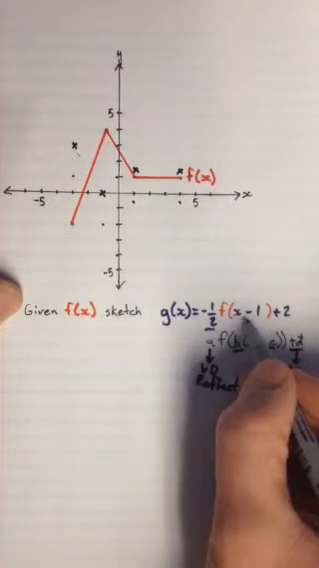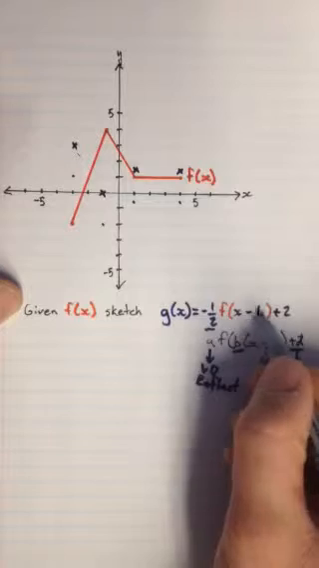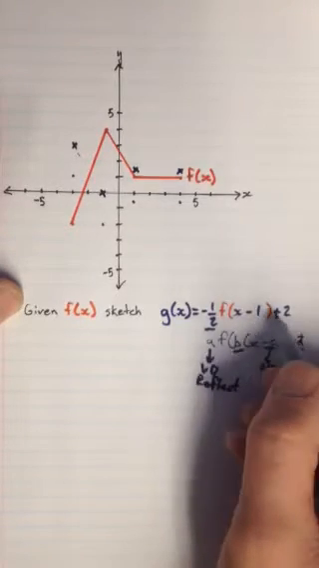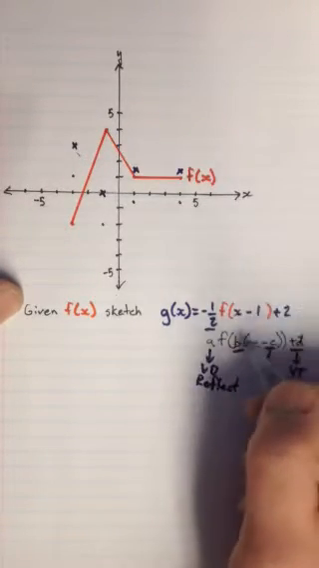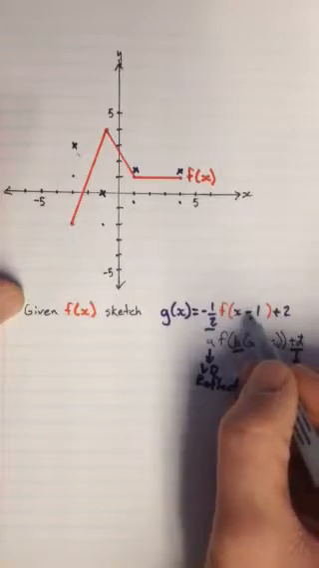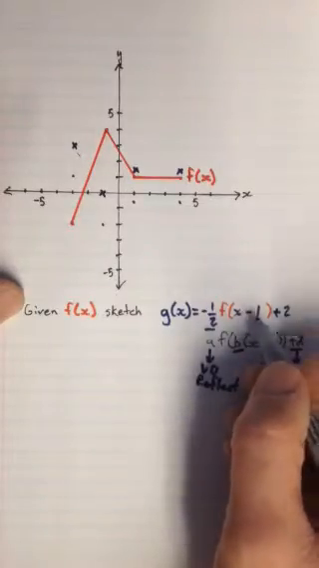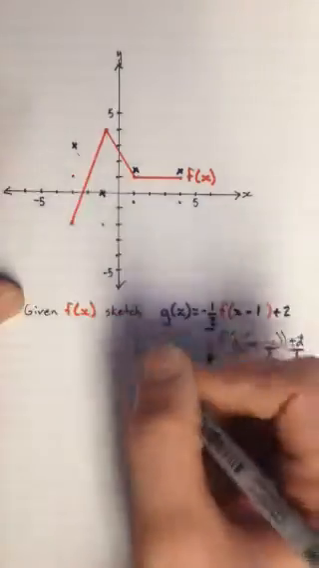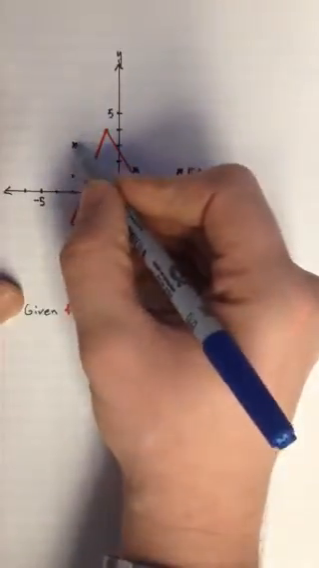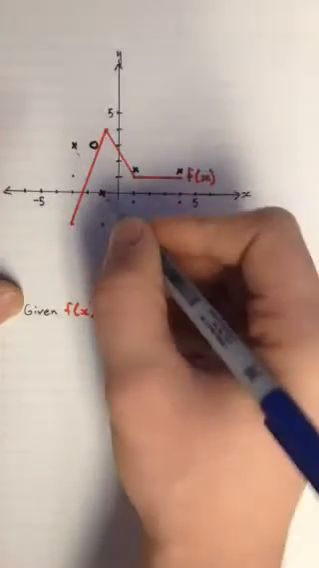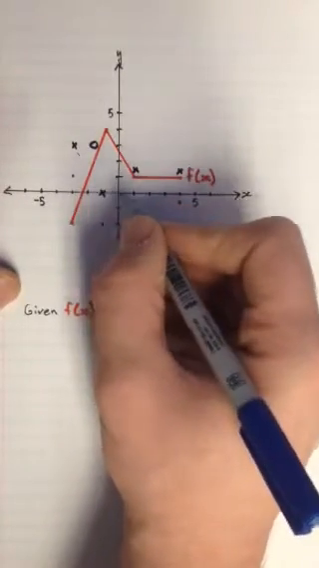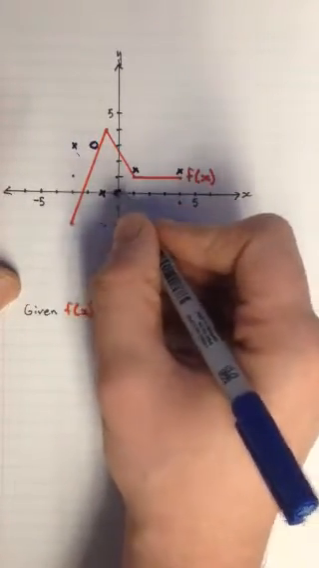Next, all that's left to do is to handle my horizontal translation. Remember, if it happens inside the brackets, it occurs opposite to what you expect. So here where we have a -1, this actually moves to the right 1 unit. So the x-coordinate of this was -3. The new x-coordinate becomes -2. The x-coordinate of this was -1. The new x-coordinate becomes 0.